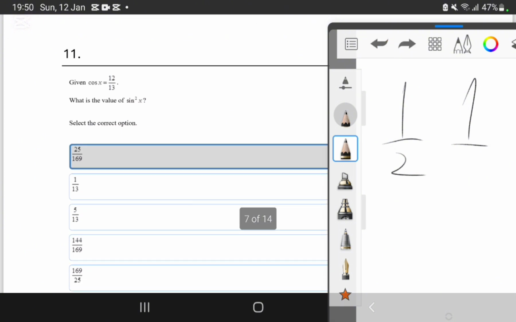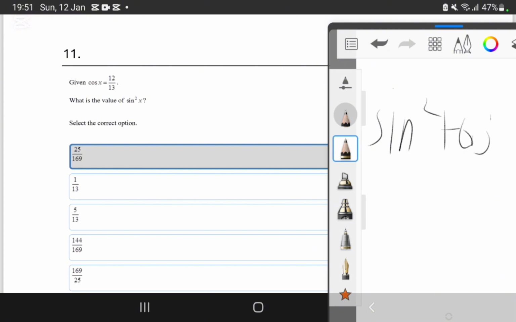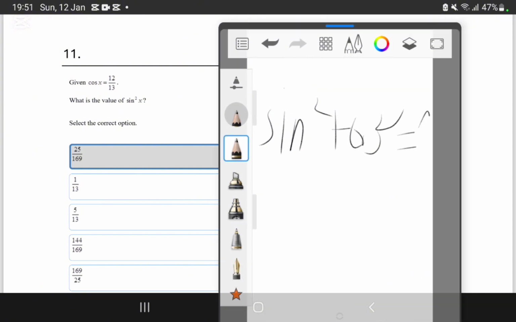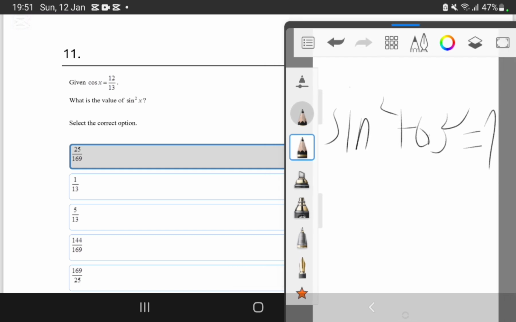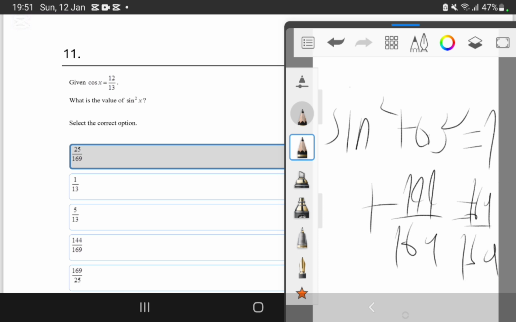Now for this question, we need to find sine squared x. We know that sine squared plus cosine squared is equal to 1, right? So we have cosine squared 144 over 169, and this is equal to 169 over 169, of course. How do we find sine squared? We just move cosine squared to the other side and we get 25 over 169.